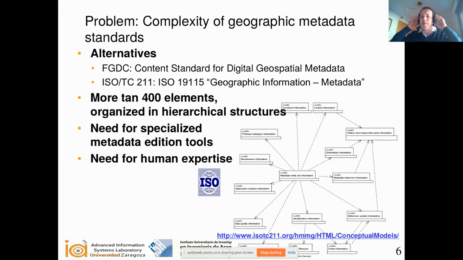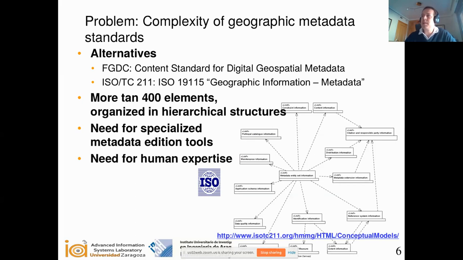The problem in this kind of infrastructure is maybe the complexity of metadata. For example, the Federal Geographic Data Committee in the United States proposed the Content Standard for Digital Geospatial Metadata at the end of the 90s, and at international level, ISO TC211, the Committee for Geomatics and Geographic Information, proposed the Geographic Information Metadata Standard that was approved in 2003. But these alternatives contain more than 400 elements organized in complex hierarchical structures.